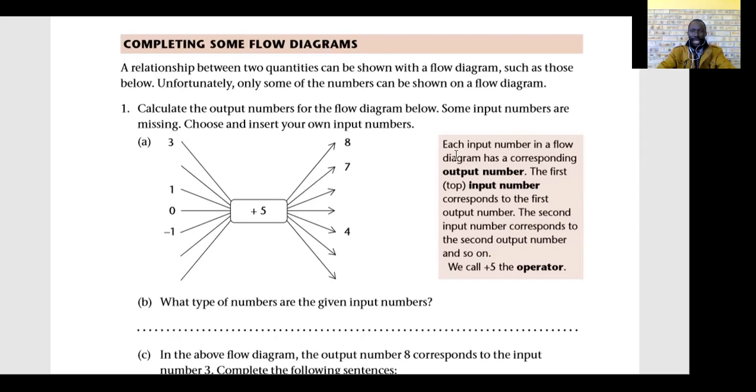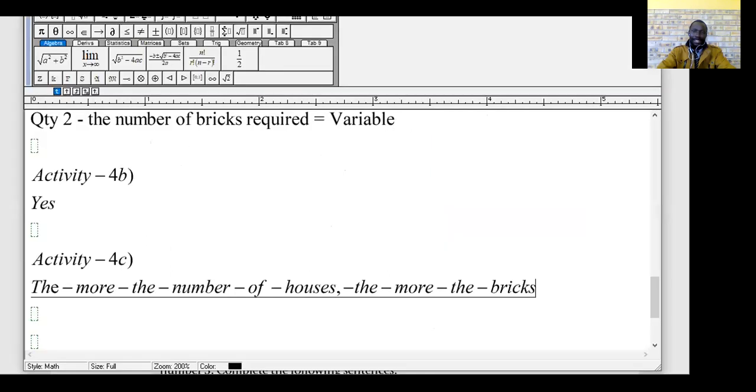The first input number corresponds to the first output number in that order. And plus 5 is called the operator, meaning we have 3 here. When we add 5 to 3, we must get 8. So what is this number here? When you add 2 to 5, you get 7. See that type of thing? Well, let's see how we can bring this.